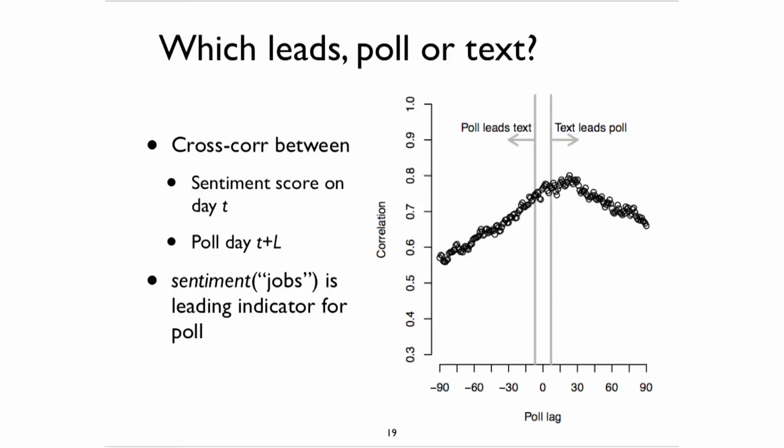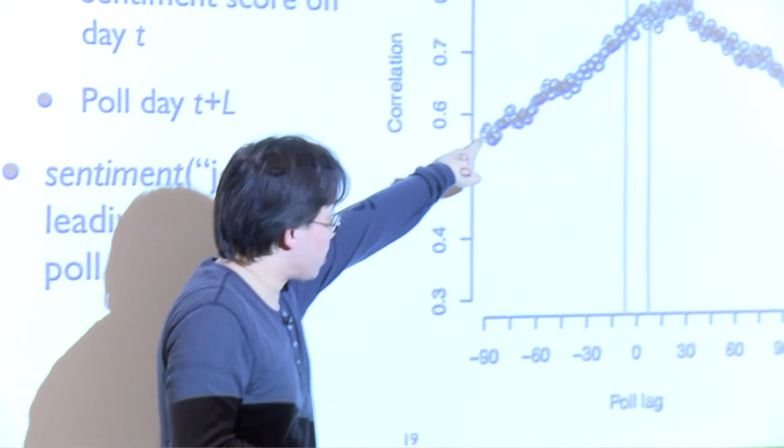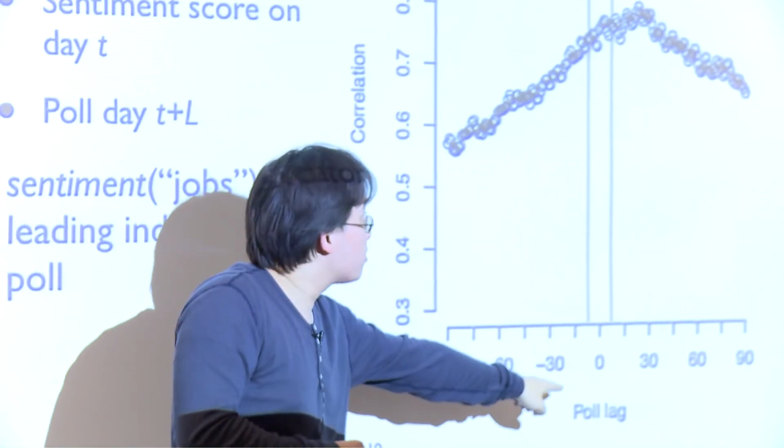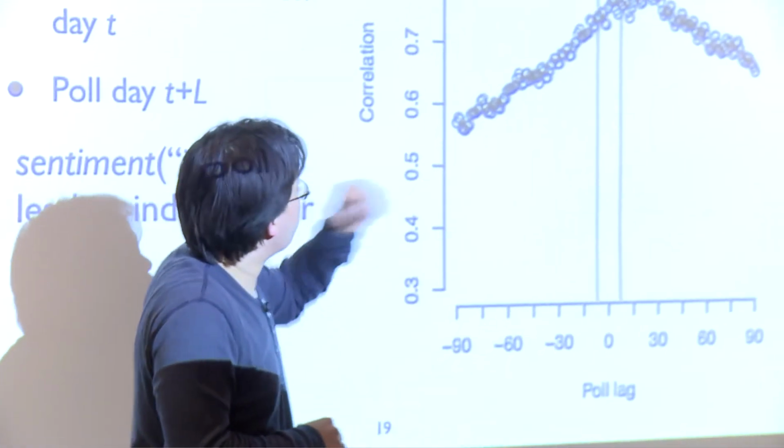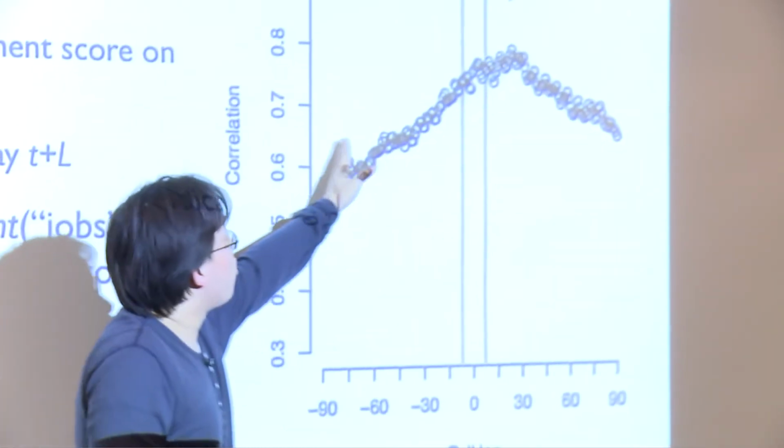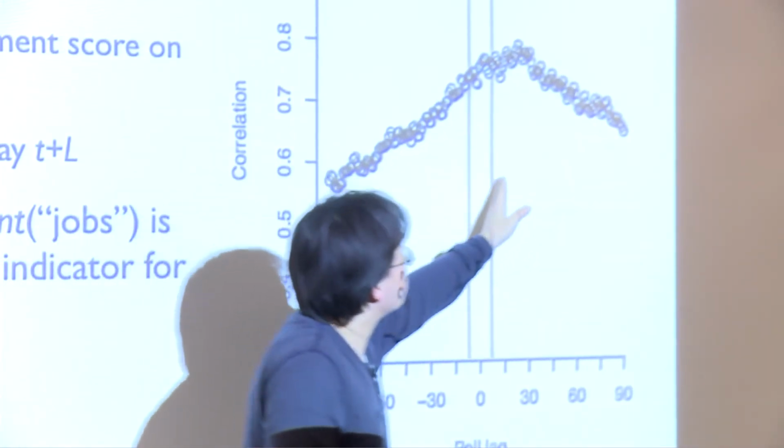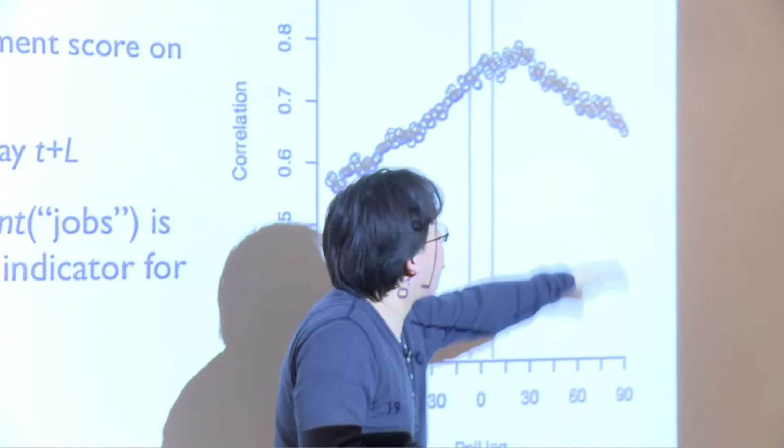So take those two lines, you shift them, look at the correlation, shift them, look at the correlation, shift them, look at the correlation. The cross-correlation function, CCF in R. And so this line is showing the correlation between the time series as a function of how much lag you put on the poll. In one direction, it's indicating correlation when the poll comes before the text. The other direction is when the text leads the poll.